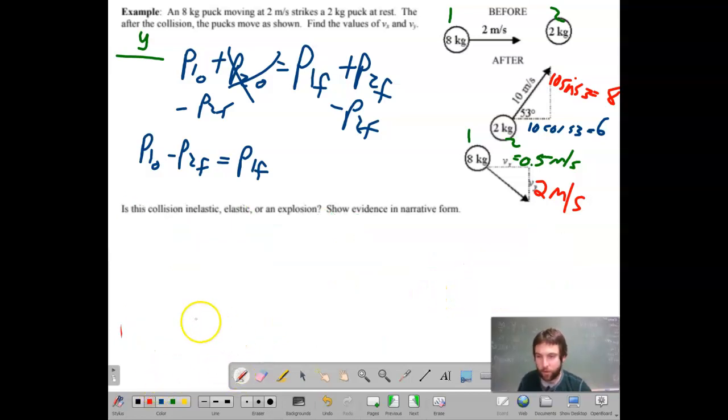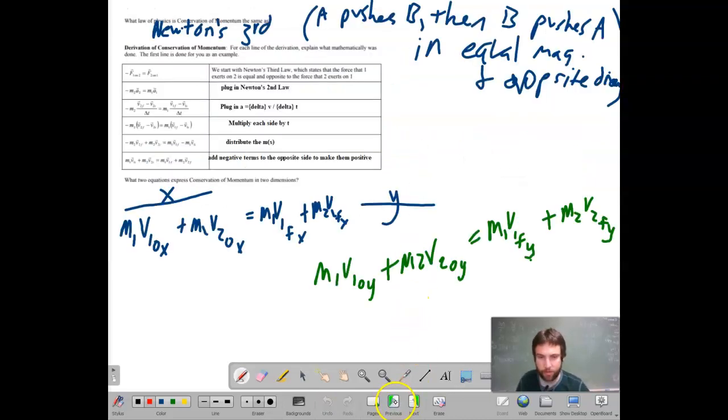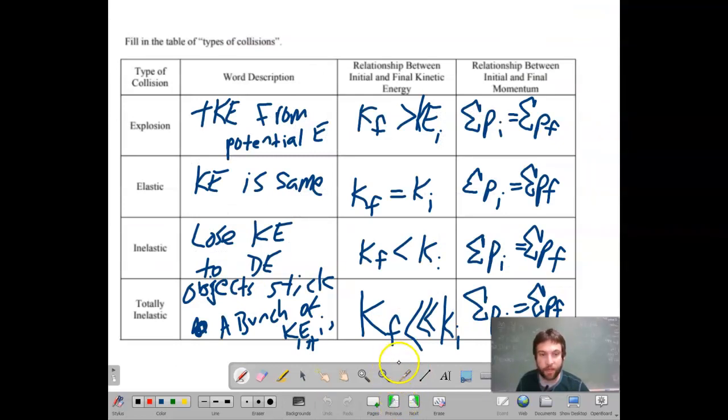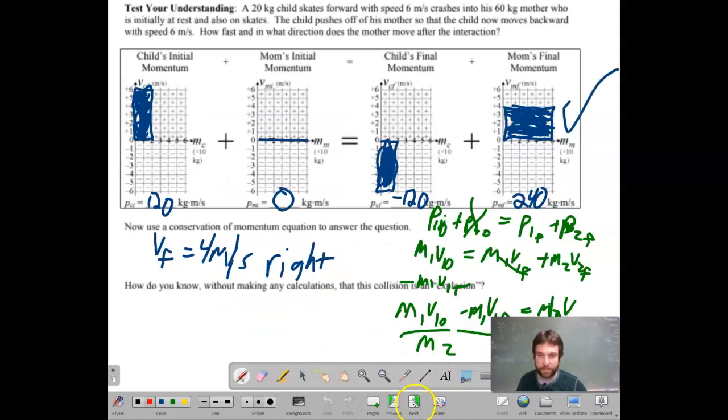Okay, so now let's figure out, is this collision inelastic, elastic, or an explosion? We can look and we see we have two objects and they crash and they go separate ways. So we would think it's going to be elastic, but let's just verify it. How are we going to verify it? If we go back a few videos, we've got this relationship. If final kinetic energy is greater than initial kinetic energy, we have an explosion. If the two are equal, then it is elastic. If the final kinetic energy is less than the initial kinetic energy, then it's inelastic. And if the final kinetic energy is much, much less than the initial kinetic energy, it's totally inelastic, sticky.